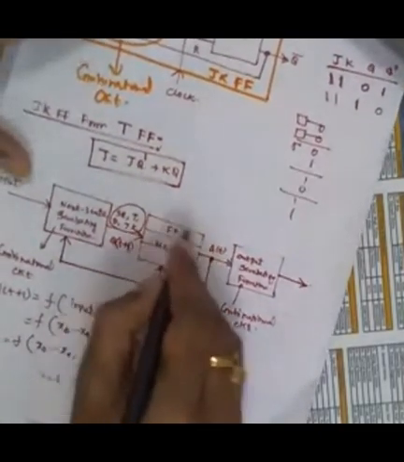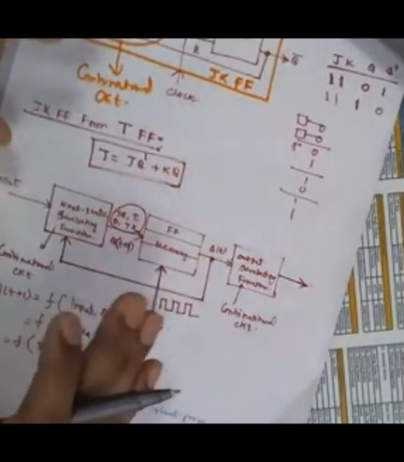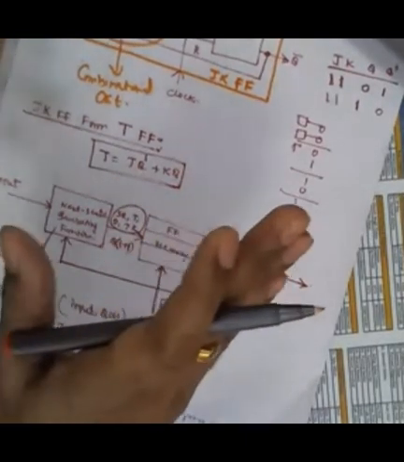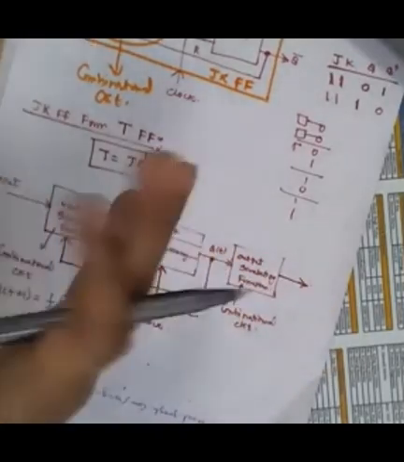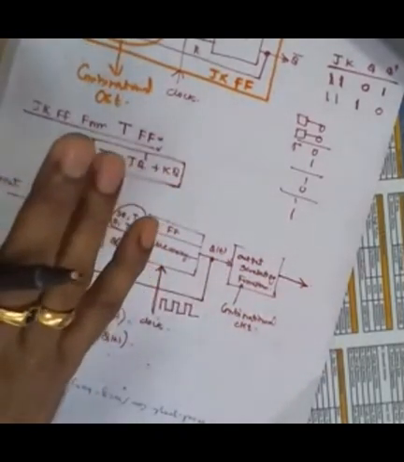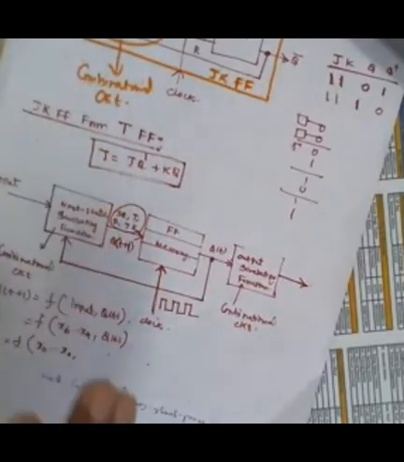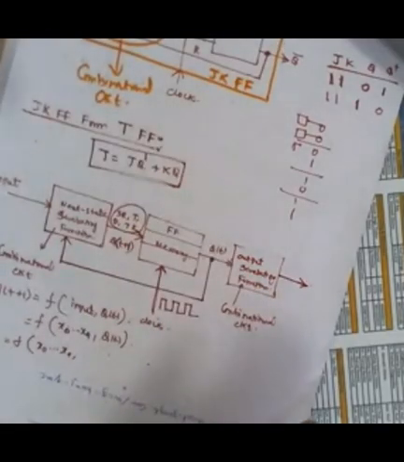So an array of flip-flops will be there. But all the flip-flops will be applied with a common clock. Otherwise, there will be asynchronous operation, and phase delay will be there. So all the flip-flops are connected to a common clock.